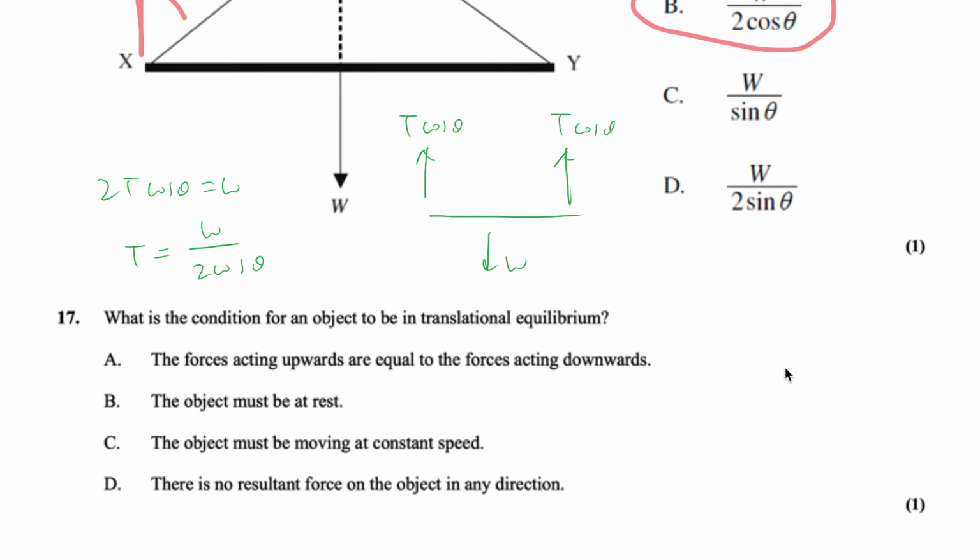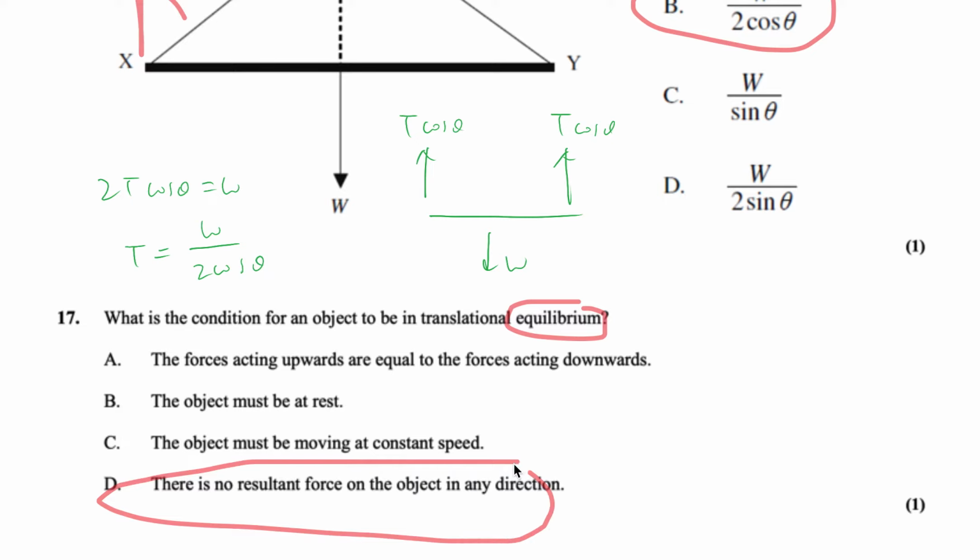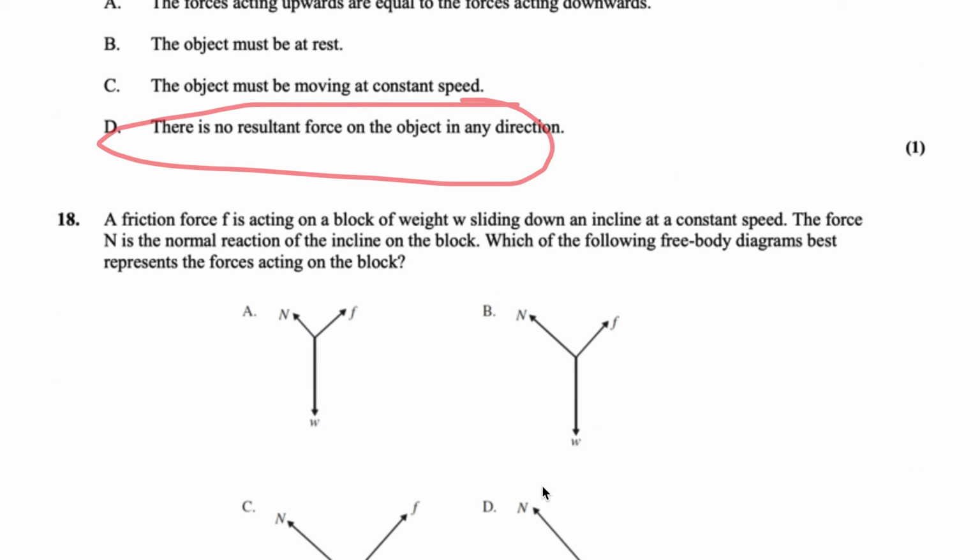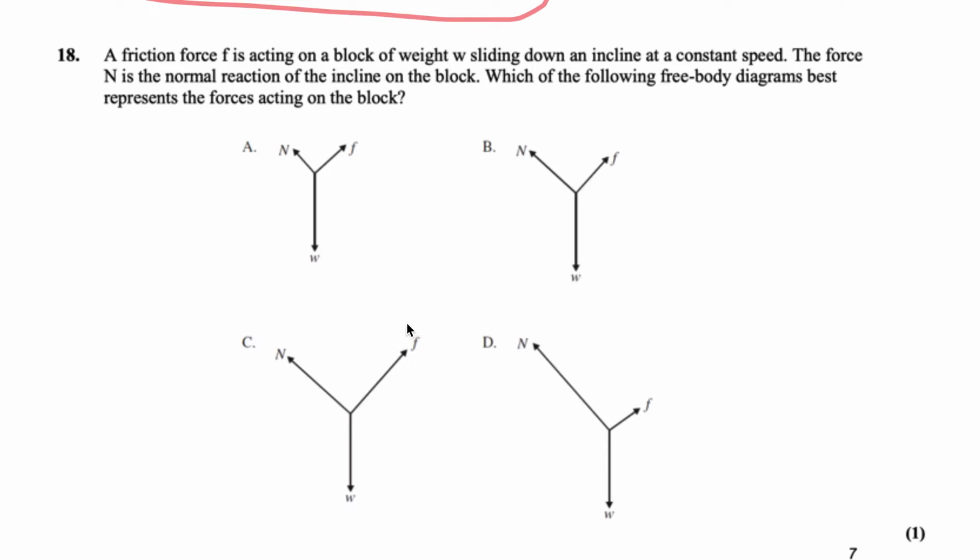And now let's look at question 17. Again, the same question. They ask you about equilibrium. Equilibrium just means there's a balanced force, no resultant force on the object in any direction. And then question 18. This type of question is very, very frequent. You must know how to do it. They told you constant speed. They didn't say equilibrium, but constant speed tells you the sum of all the forces equals zero.